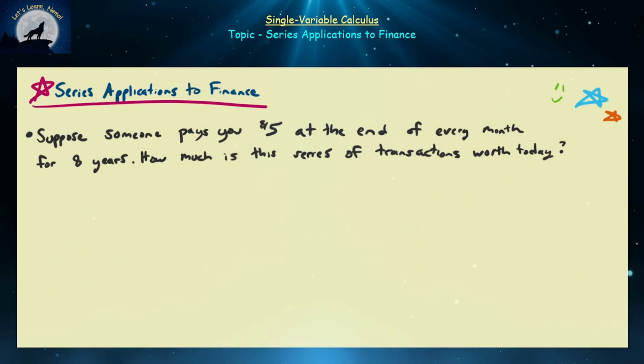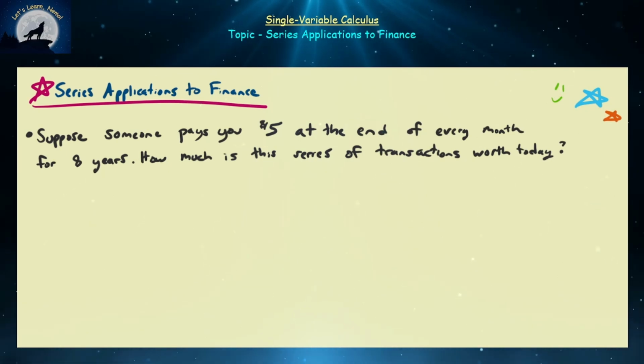Today we're going to be continuing our exploration of infinite series and also finite series, and talk about one of the applications that they have to finance. So suppose somebody pays you $5 at the end of every month for 8 years. How much is this series of transactions worth today? So what exactly does this mean?